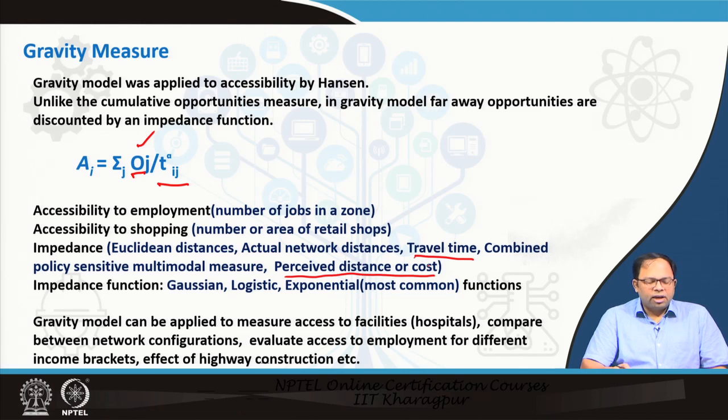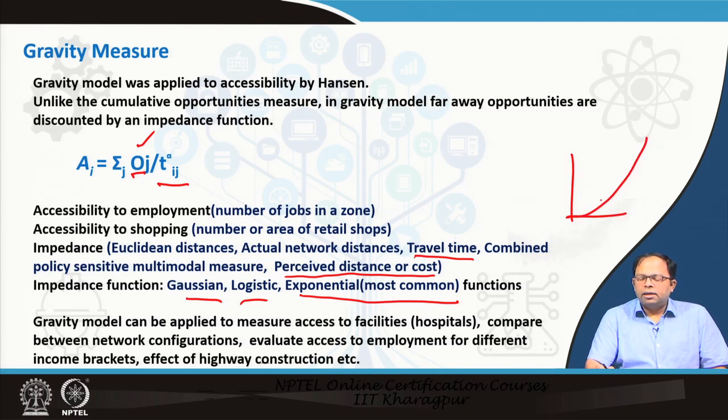Now, the impedance function could be a power function, a Gaussian function, a logistic function, or an exponential, which is the most common form for this particular impedance function. That means the distance is discounted in an exponential way. As you know, the exponential graph looks like this, and here we see that the farther away we go, the more the impact decreases.